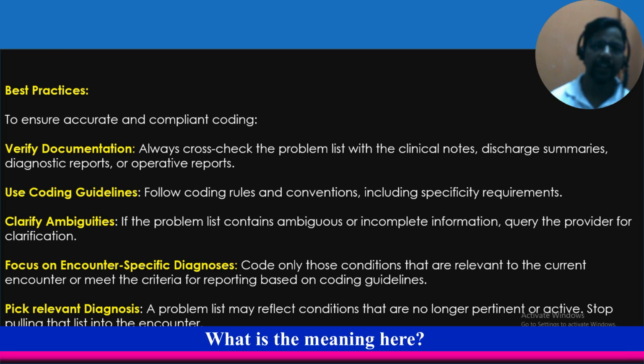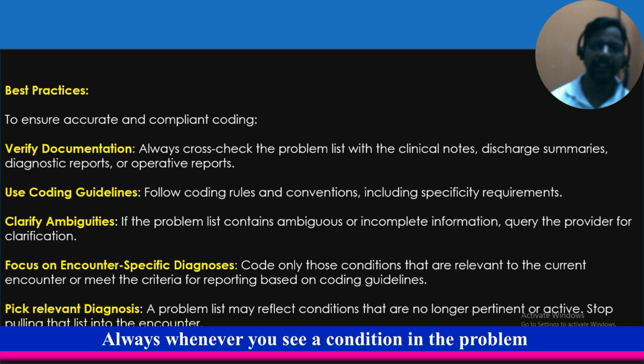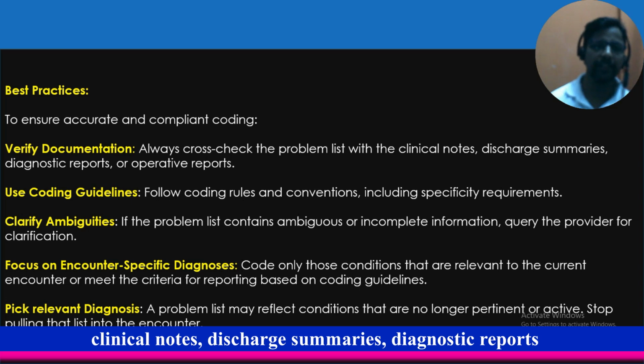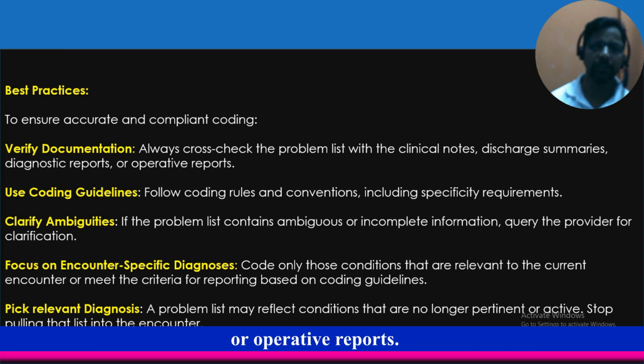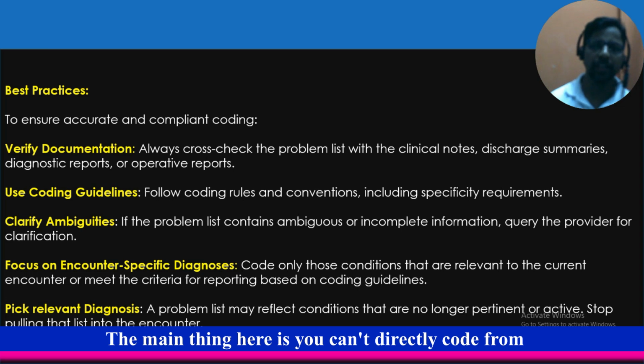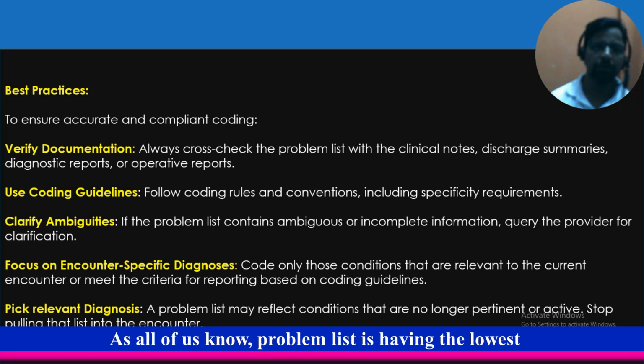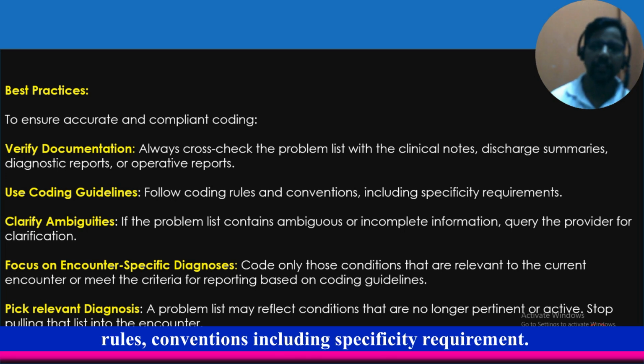What is the meaning here? Whenever you see a condition in the problem list, check that condition in the clinical notes, discharge summaries, diagnostic reports or operative reports. The main thing here is you can't directly code from the problem list. Use coding guidelines. As all of us know, the problem list has the lowest priority compared to all other coding documentation. So here you need to follow the coding guidelines, rules and conventions, including specificity requirements.